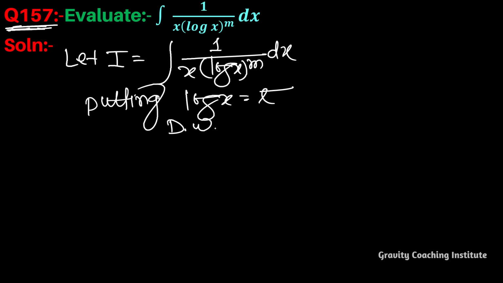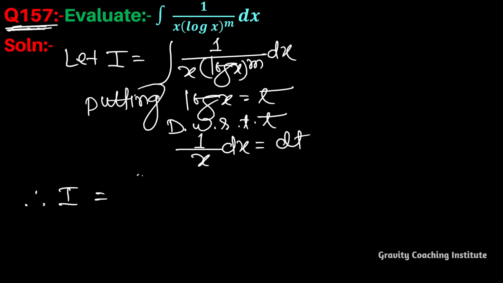Now differentiate with respect to t. Or t ke respect mein differentiation karne se log x ka hoga 1 by x, or t ka 1. So therefore I equal to integration, log x ko t liya hai, to ye hoga 1 by t to the power m, or 1 by x, or ye dx iske jagah hoga dt.